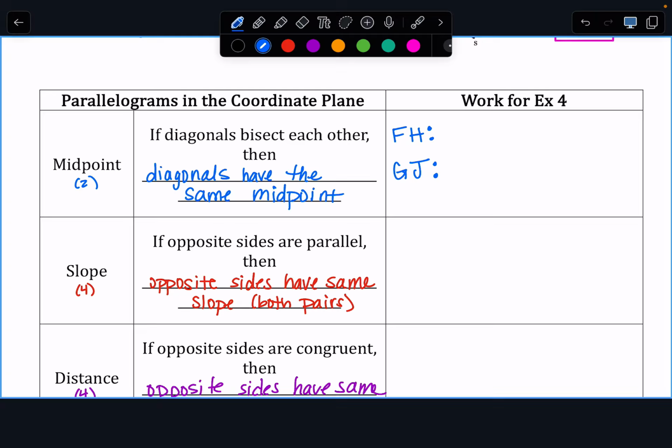Okay, so you know what? We're just going to split up the work. If your last name starts with A through M, you are going to find the midpoint for FH. The rest of you will find GJ. You have 30 seconds. Let's go, Noah Z.